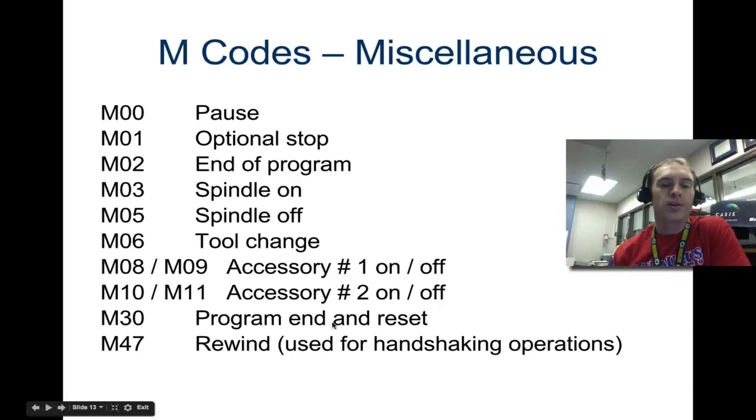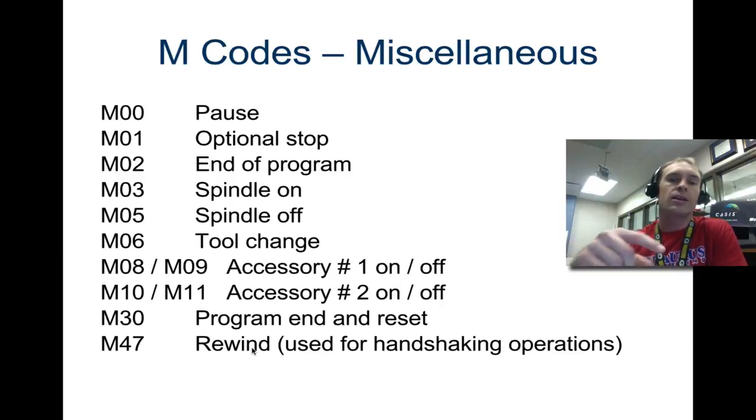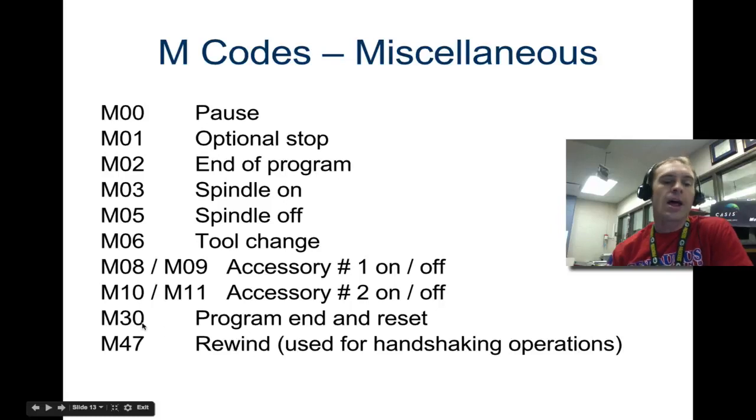And then M30 if you want to end and reset the program, or M47 to rewind it. So again, if you're trying to use another robot to communicate and you want the code to repeat, then you would use an M47 to rewind, and M30 will just end it and reset it, maybe if you're checking for an error.